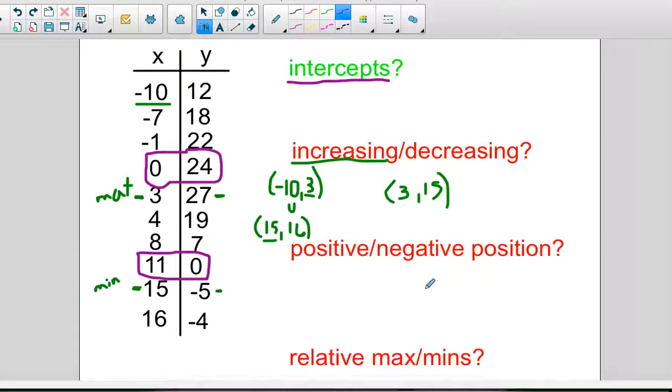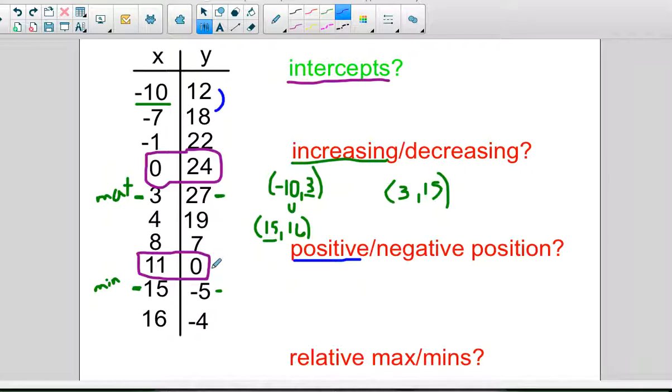Positive and negative position. Just look at the y values. Where are they positive? Right? So y values are positive. Positive. It's going up, so it's definitely positive. Still positive. Still positive. Still positive. Even here, it's going down, but it's still positive.